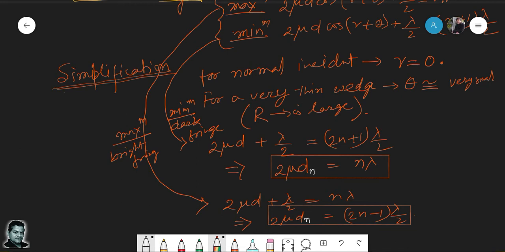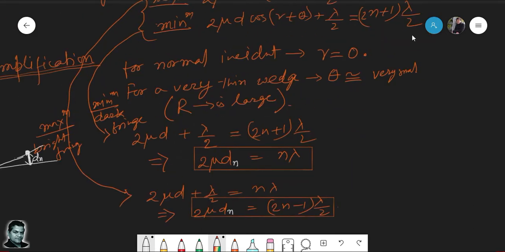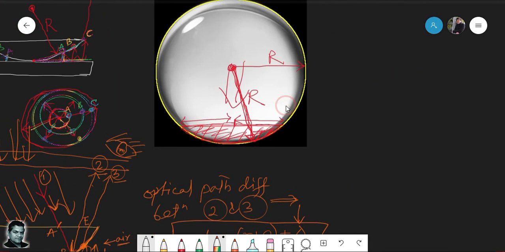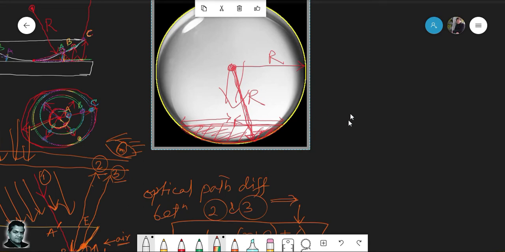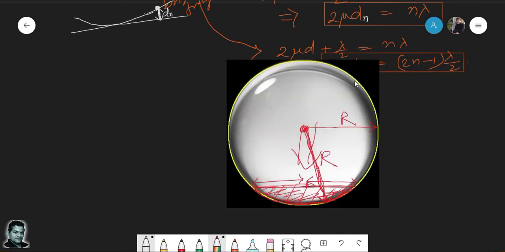d_n is, for the plano convex lens, if here is the point where the interference is happening, then this thickness is d_n. So that's the nth bright or dark fringe, and at that point this thickness is d_n. Next we will calculate this d_n in terms of the radius of curvature of the plano convex lens.